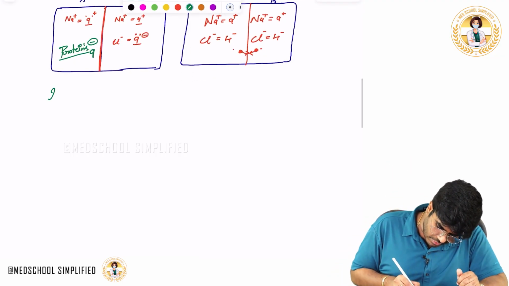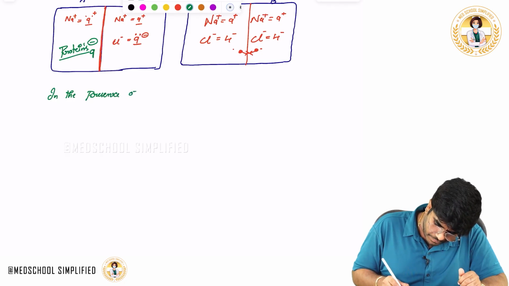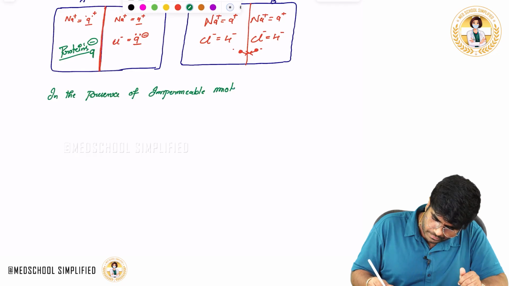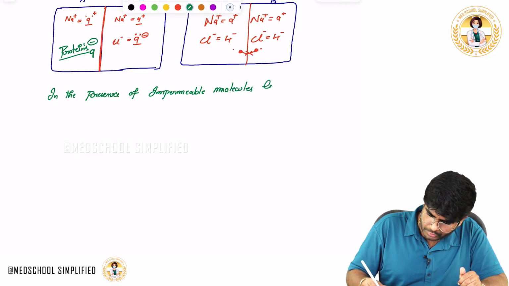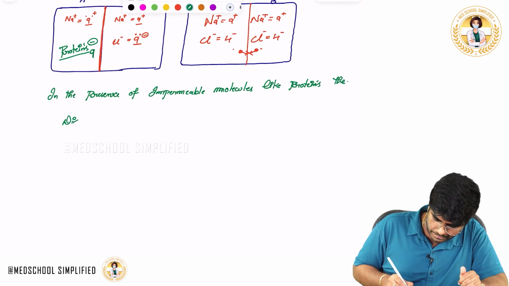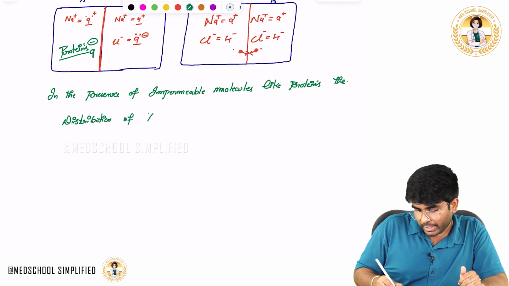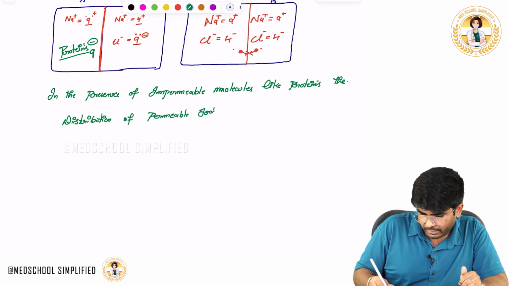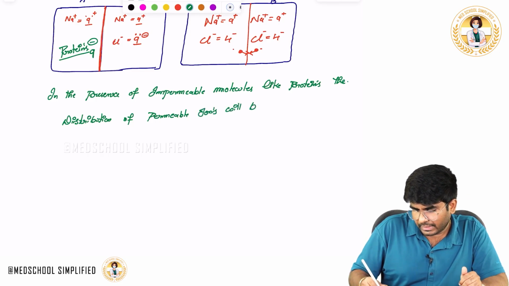In the presence of large impermeable molecules like proteins, the distribution of permeable ions will become uneven.